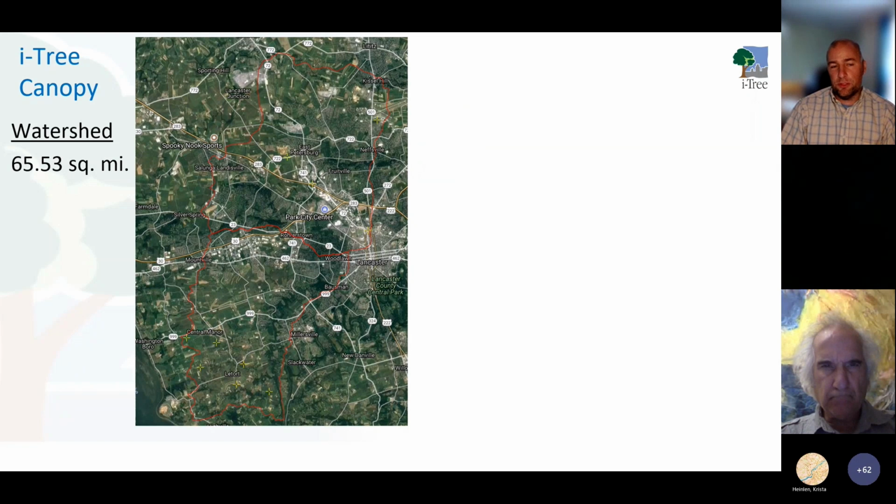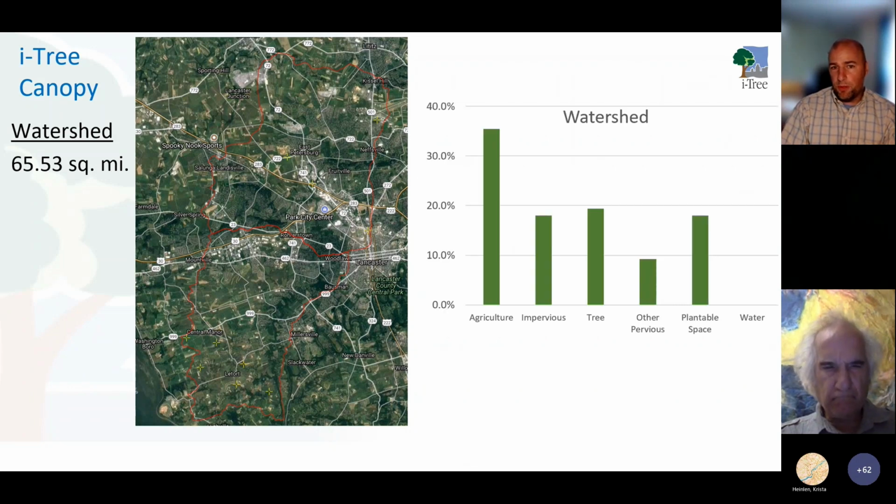So this is a perfect opportunity to do some benchmarking. Where are we starting from? We know our watershed is about 65 square miles. We can do our iTree Canopy project, and we can come up with our percent canopy cover, impervious cover, and since we're in Lancaster County, we have a lot of farms, so we're also going to look at agriculture. We can see what those percentages are, so we know where we're starting.